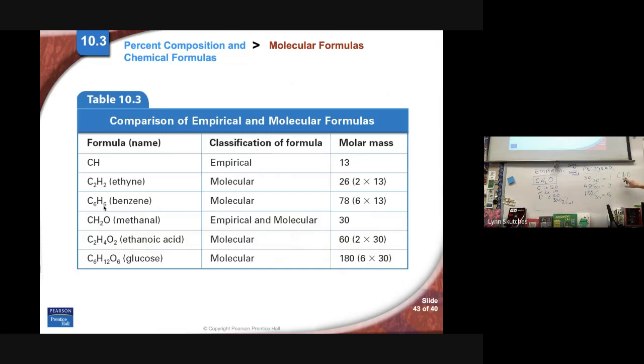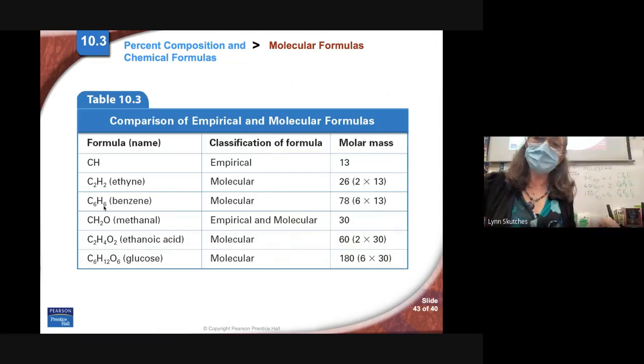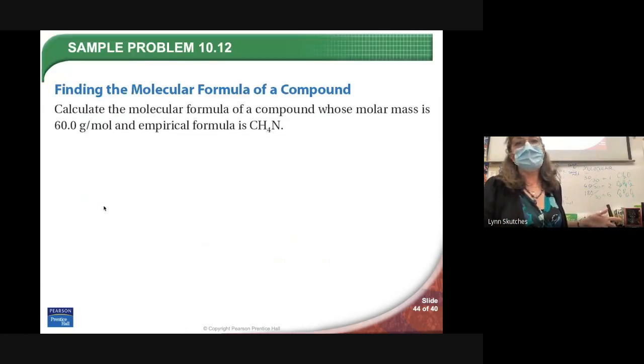Twice it is the formula for ethanoic acid. 6 times is the formula for glucose. Okay, so it's weird stuff and weird words. What's empirical mean again? E for empirical and experimental. E for elephant. Okay, so let's try one, all right?